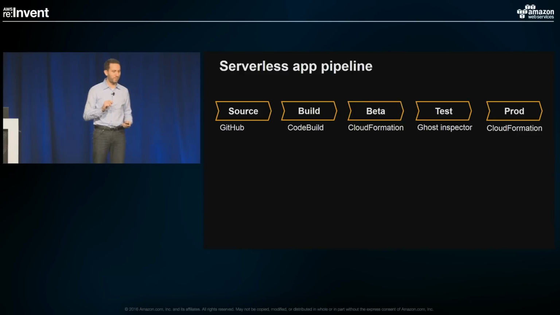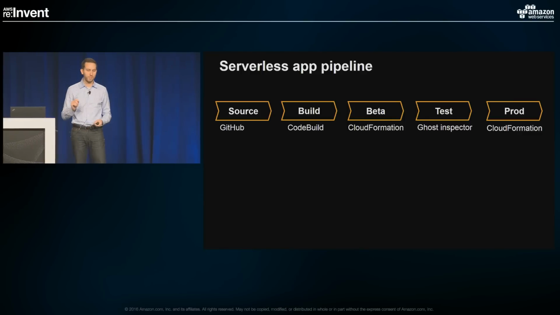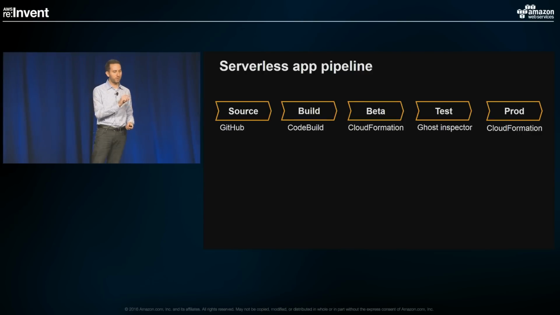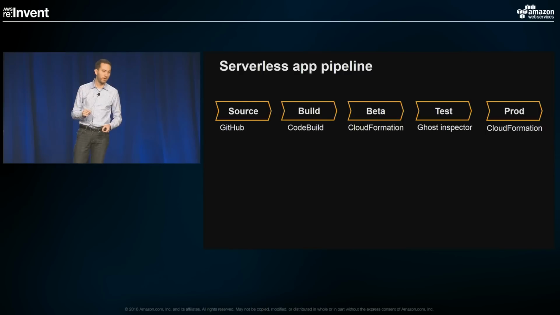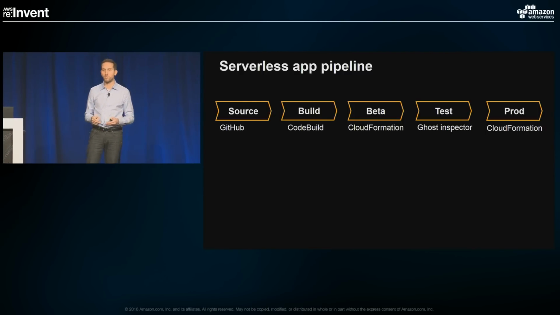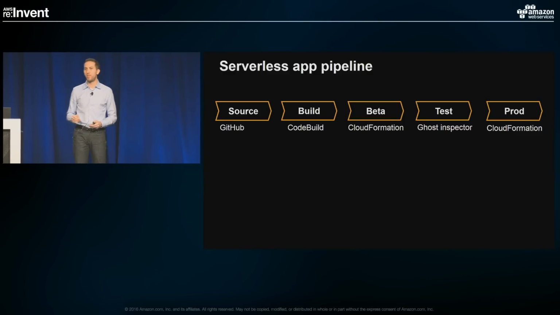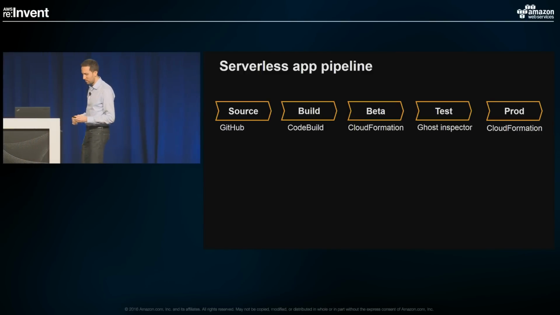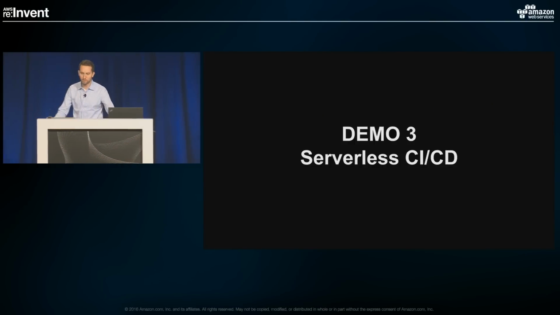Now let's take a look at a pipeline. And this is the structure of the pipeline that I'm about to show you. I have my source code in GitHub. That then triggers my build action, which is going to be my build stage, which is going to be CodeBuild. I then have a deployment stage to my beta environment, which is going to be using CloudFormation. Then I'm going to test my application using a third-party tool. And if that test succeeds, I'm going to deploy to my next stage, which I called prod. So let's see how that looks like.